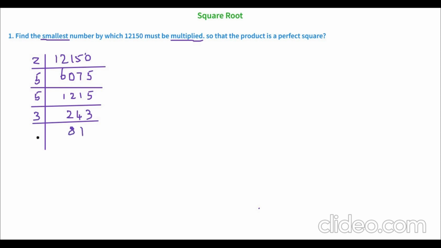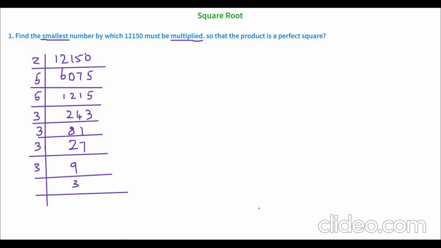And 81 will again be divisible by 3, which is 27. 27 will be further divisible, so we have to divide some more. If it is further divisible by 3, you get 9 here, and 9 will be further divisible by 3. 3 times 3 is 9, and 3 again by 3. So this is very easy to do in the prime factorization method. We will do it till we get a 1 here.